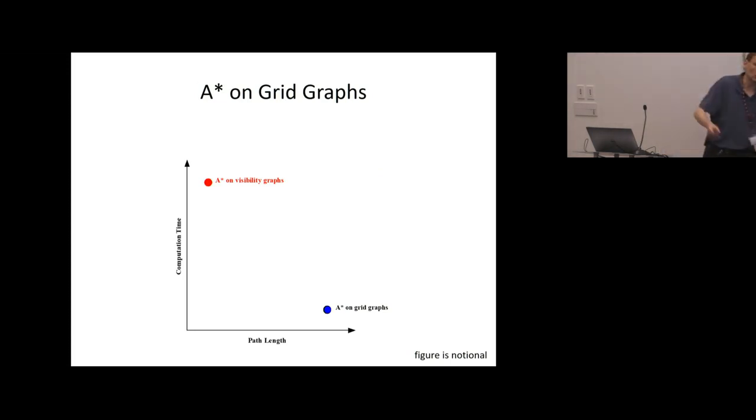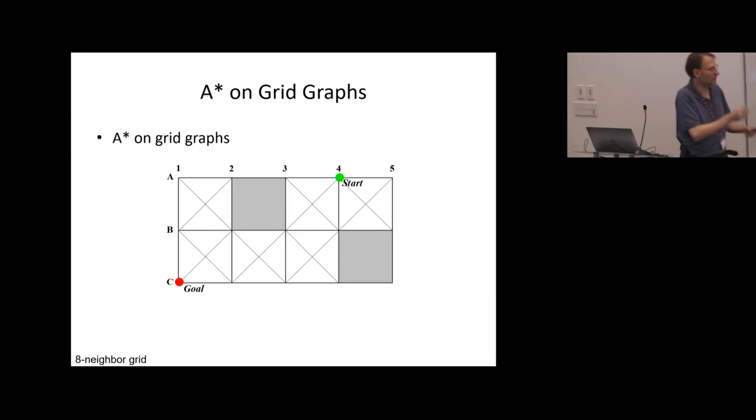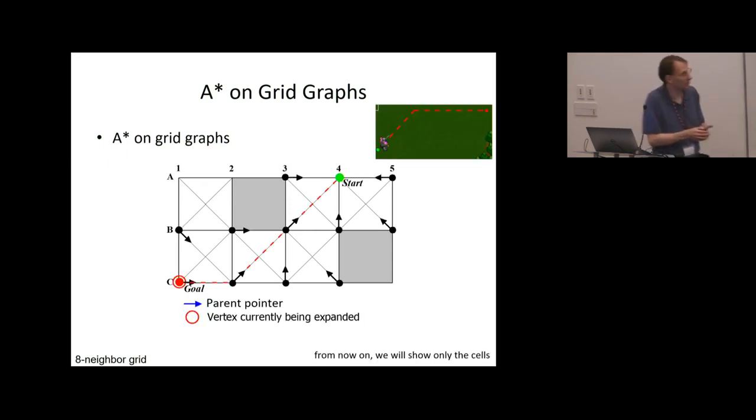Okay, what else can you do? Well, you can do what we have always done, right from the very beginning when I gave you the motivating example: we can just discretize the environment, and here the blockages just correspond to blocked cells, so that's good. And then you can find a shortest path on the resulting grid graph. Let me use an 8-neighbor grid graph here. So now you run your A-star search, and you find the shortest path.